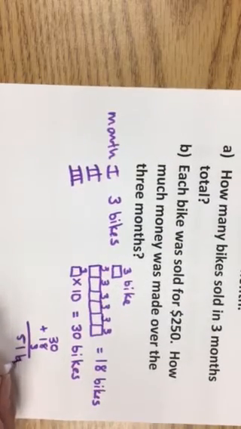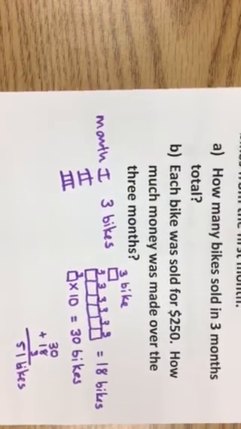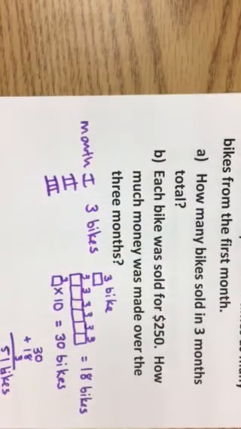Oh, you can't see. I keep forgetting to raise up my paper. Not enough room. Okay, so we've got 51 bikes total. That would answer A. But then our question is, each bike was sold for $250. How much money was made over the 3 months?